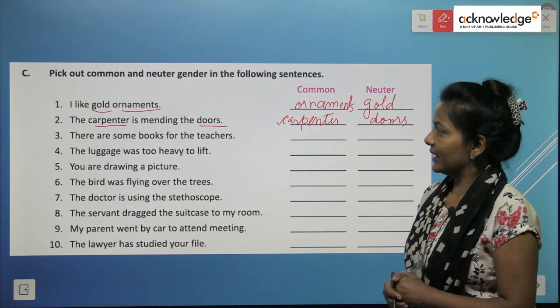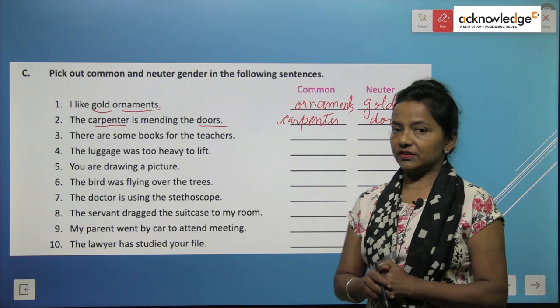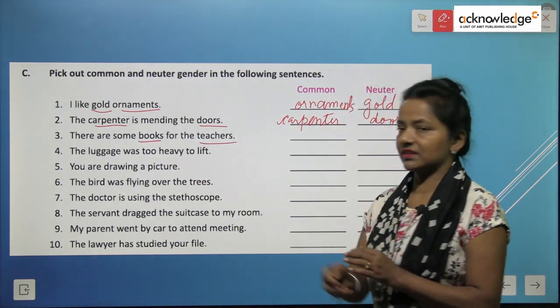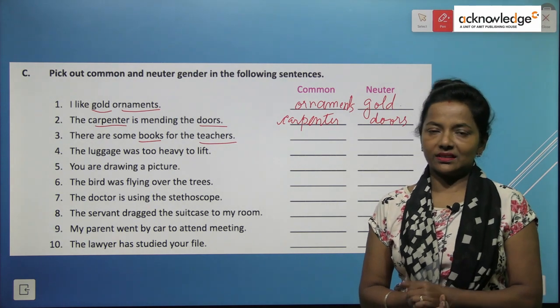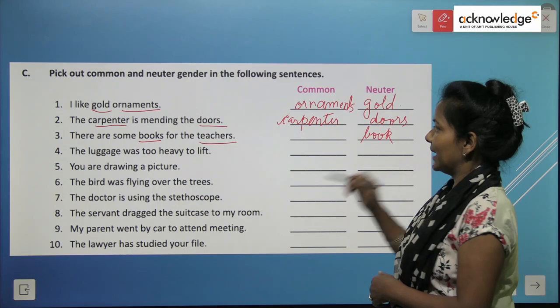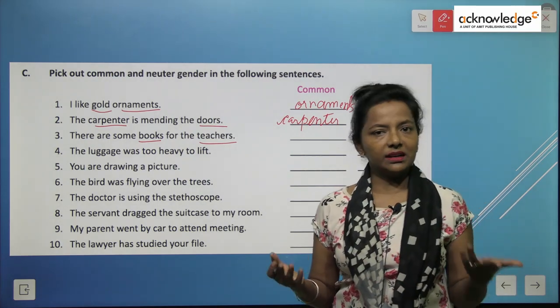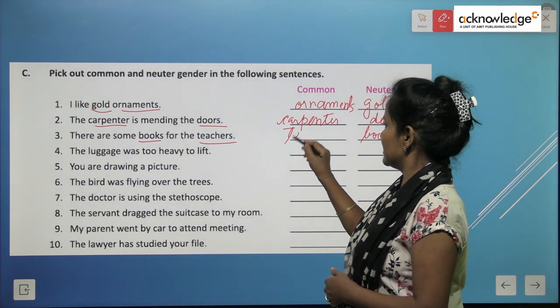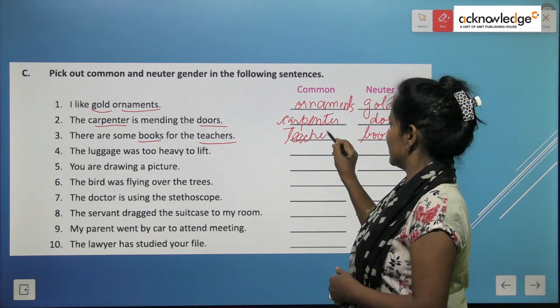Fine. There are some books for teachers. First we find out the nouns. Books are nouns, teachers are nouns. Books are non-living things, so books are neuter gender. And teachers can be a male teacher also, a female teacher also. So teachers are common genders.